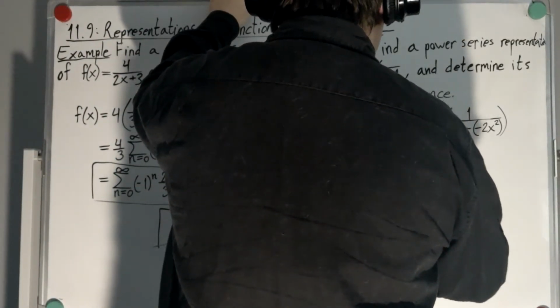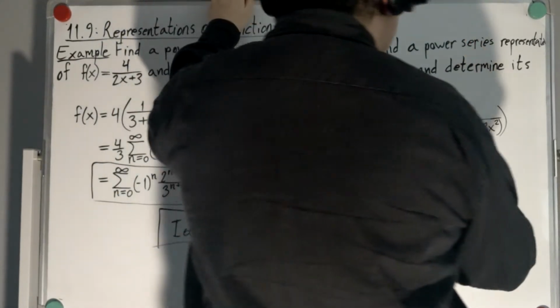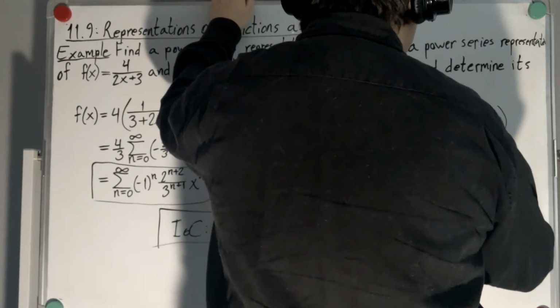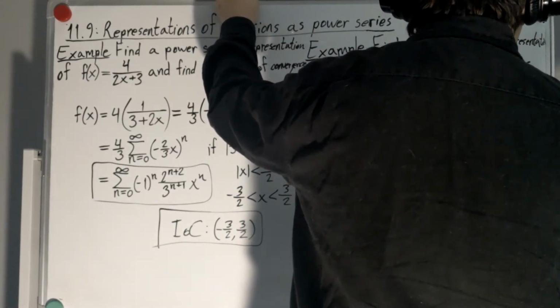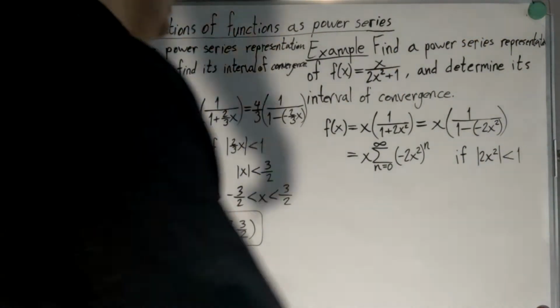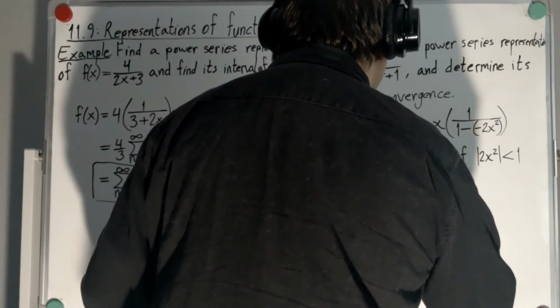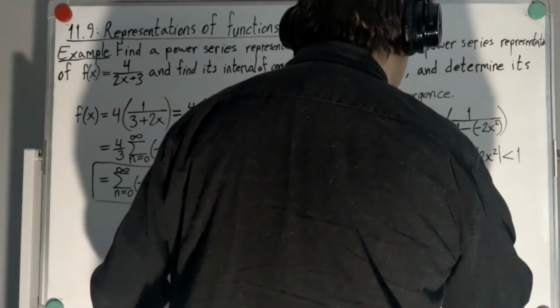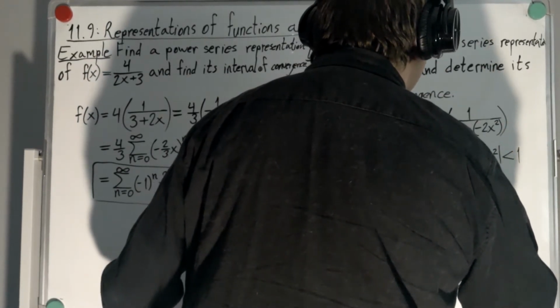By the theorem on geometric series, this is the same thing as x multiplied by the sum from n equals 0 to infinity of negative 2x squared raised to the nth power, as long as the absolute value of 2x squared is less than 1. Okay, so this is the same as x times the sum from n equals 0 to infinity of negative 1 to the n times 2 to the n times x to the 2n.